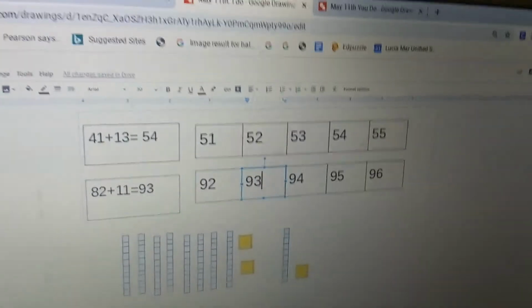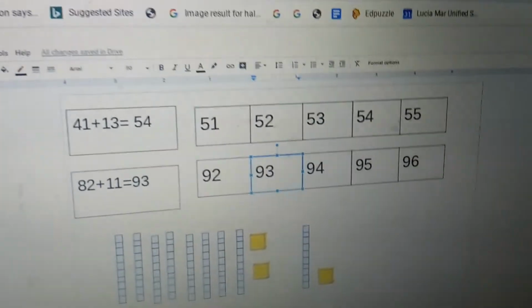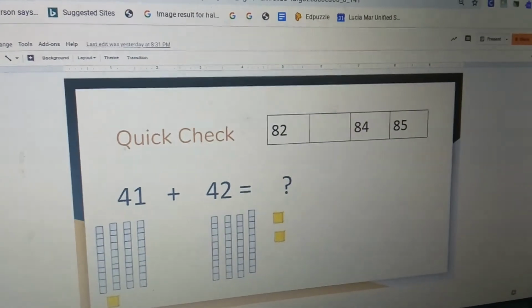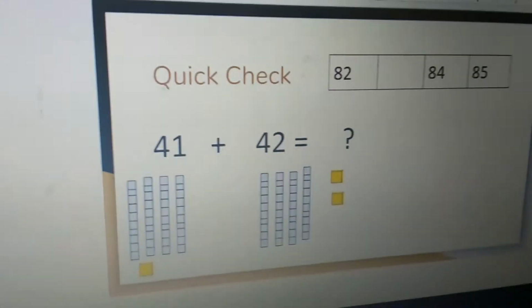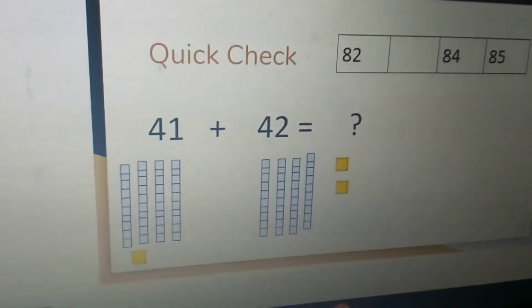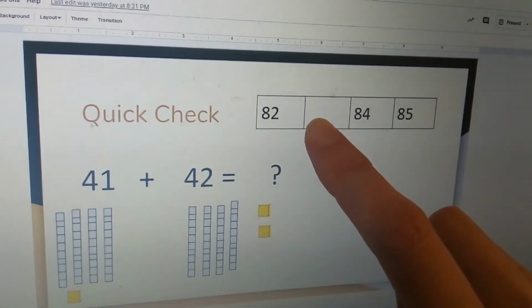Wow, great job, everyone. So now here's what we're going to do. Before you go to your you-do, where you are going to independently build both numbers, count your total tens and ones, and then fill in the missing number on the number strip, we're going to complete a quick check. So here's how this is going to work. I'm going to show you a number sentence. Your job, once again, is to count those tens and ones and figure out what number belongs in this blank.